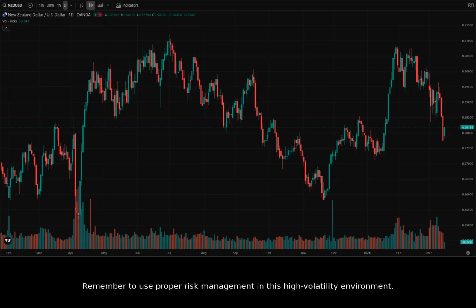Remember to use proper risk management in this high-volatility environment. The current market state is driven by headlines just as much as it is by the charts. Keep your charts updated with these levels and stay patient for a high-probability setup. We will continue to monitor the NZDUSD pair as the global situation evolves.